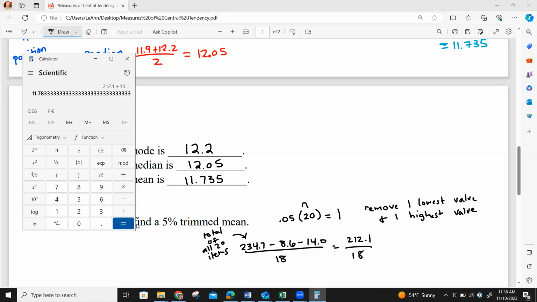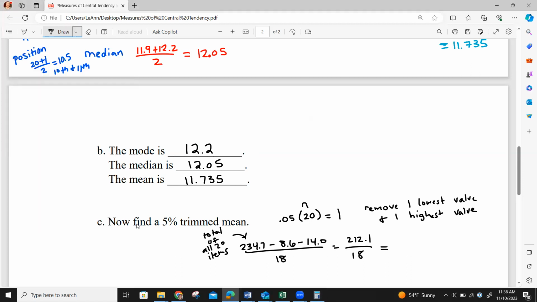And that gives me 11.783 repeating. So I'm going to round that to 3 decimal places like this. 11.783. So notice it did not make it match the median exactly, but we are closer to the median. This was being pulled down a little bit too much by that 8.6 value. You can tell that we were more weighted towards the lower or left side skewed because this was lower than the median. And we're getting higher by removing a low and a high value.